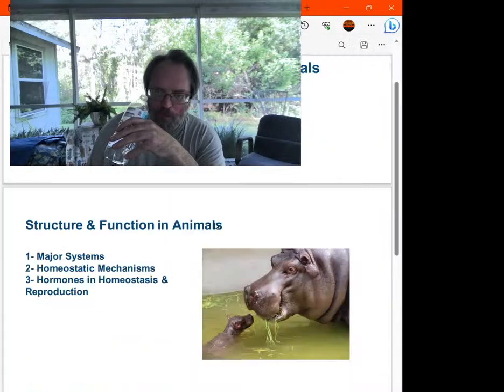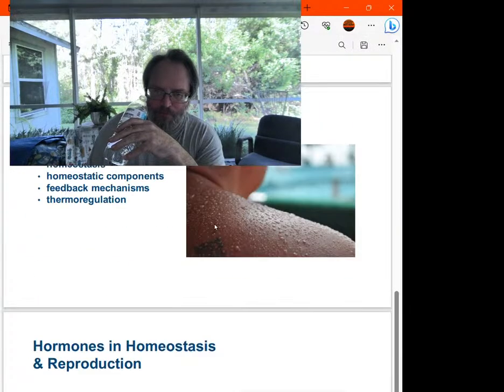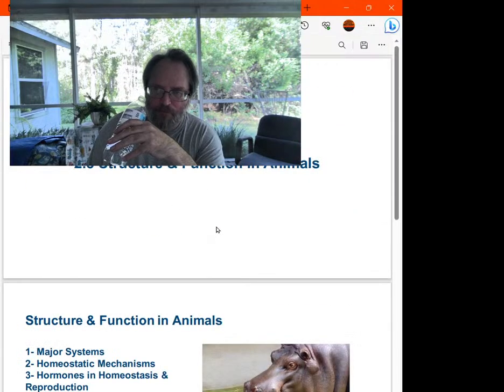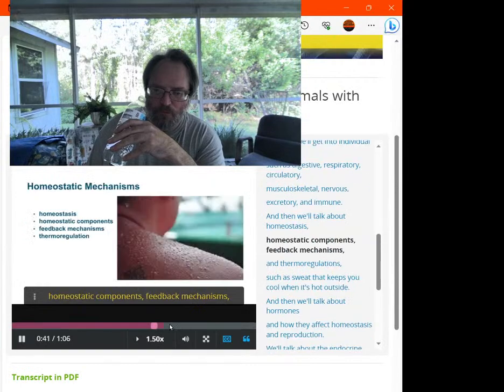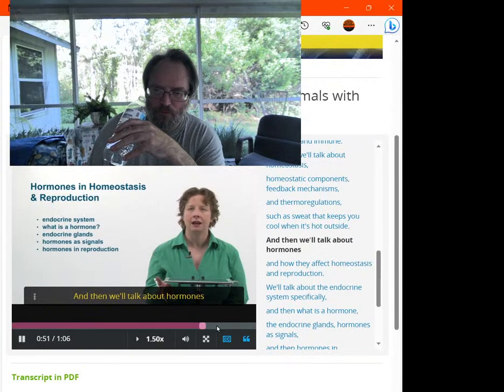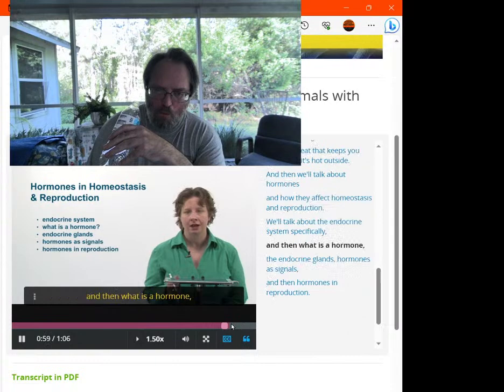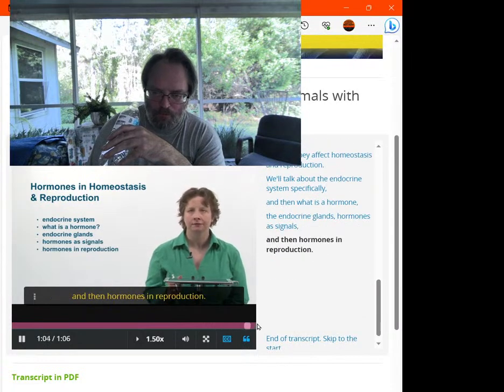In this unit, we're going to talk about structure and function in animals. We'll start with the major body systems, and then move into homeostatic mechanisms, and then talk about hormones and homeostasis and reproduction. So let's look at each of these sections: homeostatic components, feedback hormones, and how they affect homeostasis and reproduction, the endocrine glands in reproduction.